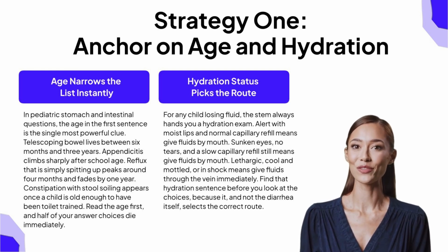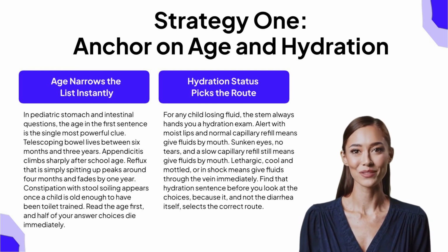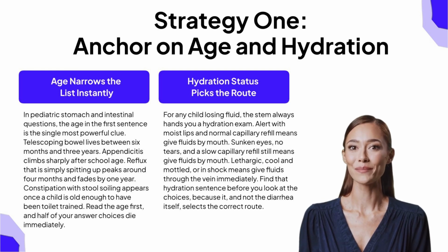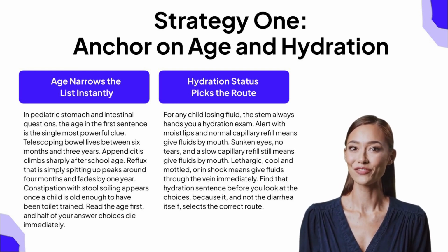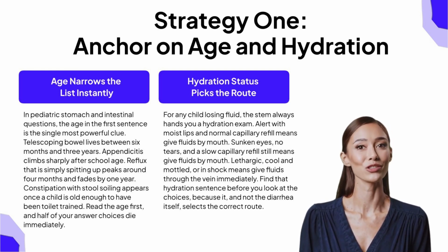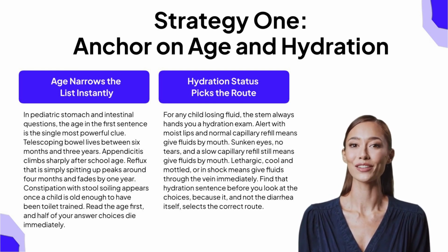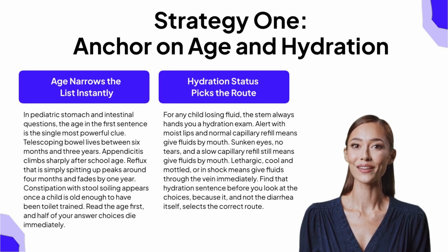Telescoping bowel lives between 6 months and 3 years. Appendicitis climbs sharply once the child reaches school age. Reflux, that is just spitting up, peaks around 4 months and fades by the first birthday. Constipation with soiling only appears once a child is old enough to have been toilet trained. So read the age first and watch half your answer choices die on the spot.